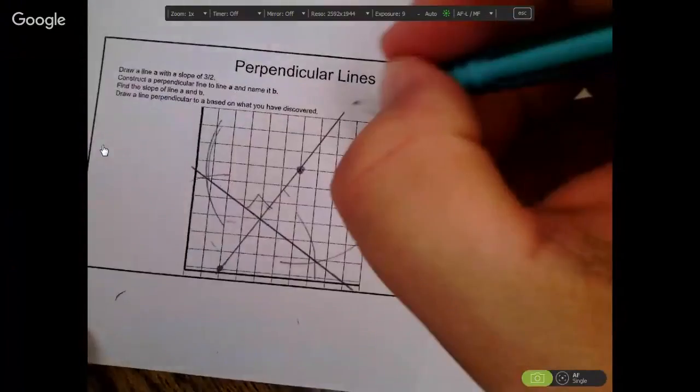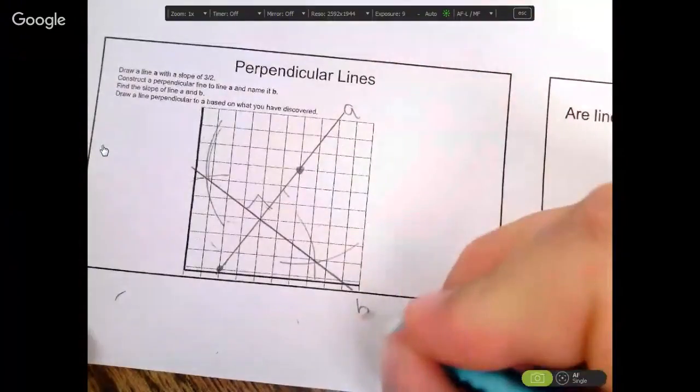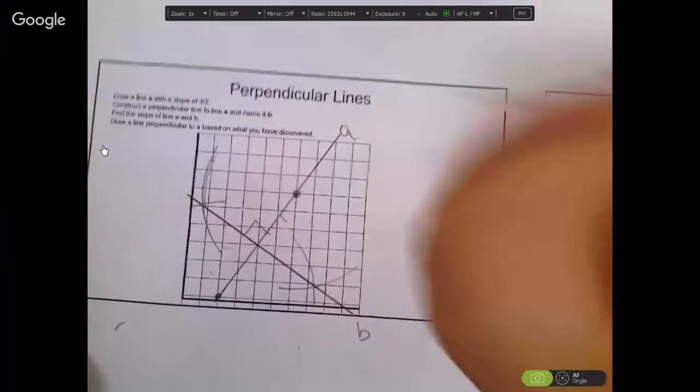So that's 90 degrees there. I'm calling this line A. I'm calling this line B. Okay, A slope.